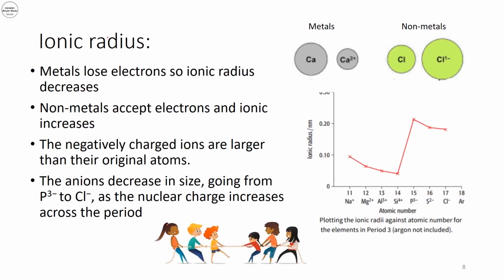Now moving to the ionic radius. You expect metals to lose electrons and non-metals usually gain electrons. When metals lose electrons, I have here the example of calcium. Calcium loses 2 electrons, so you have the same number of protons inside, but you are decreasing the number of electrons.